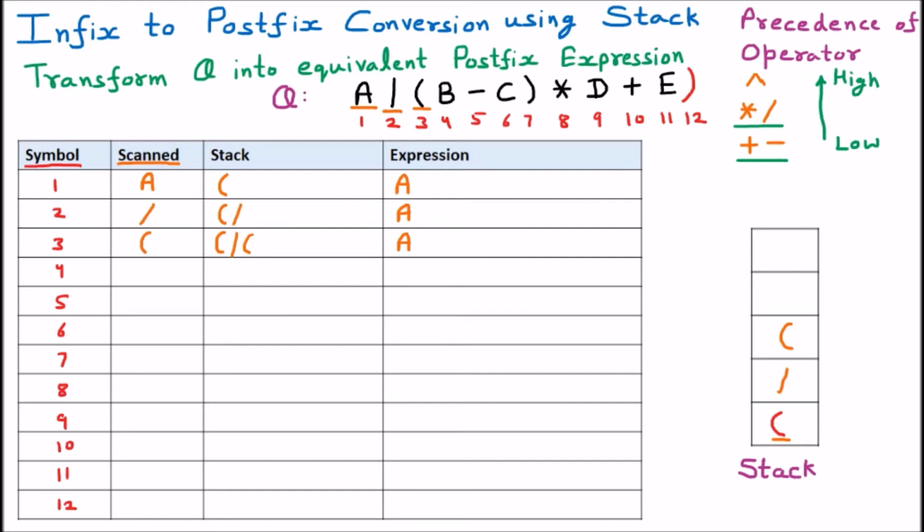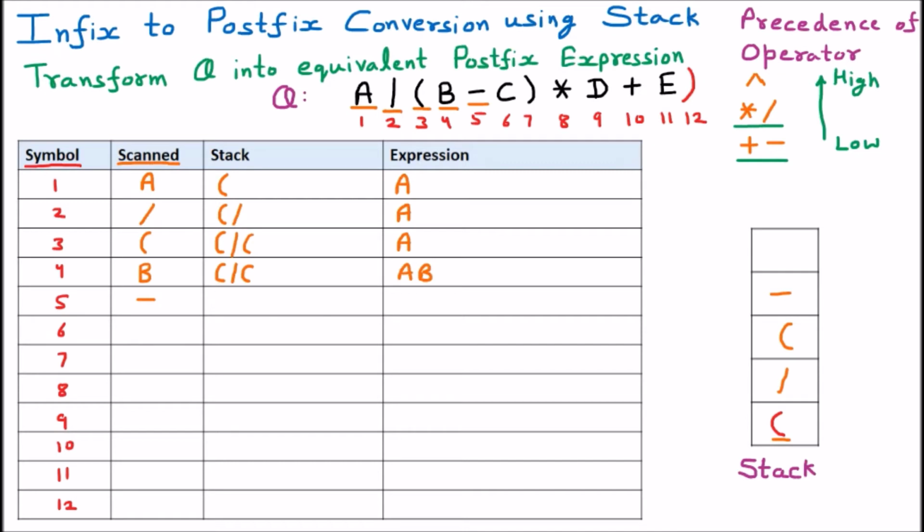Now we go to the fourth symbol, which is B. B is scanned. B is not an operator and not a bracket, so it goes to the expression, which becomes A, B, and the stack bracket, slash, bracket remains the same. Now afterward the fifth symbol is minus. Minus is an operator, so whenever an operator is encountered, it goes to the stack.